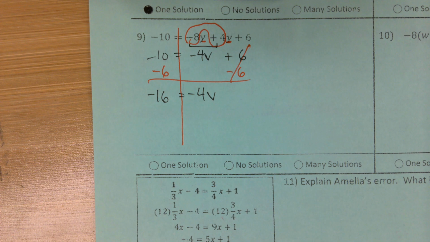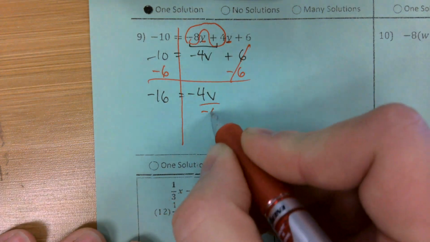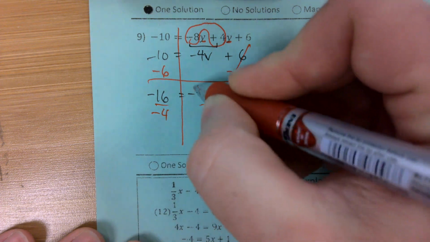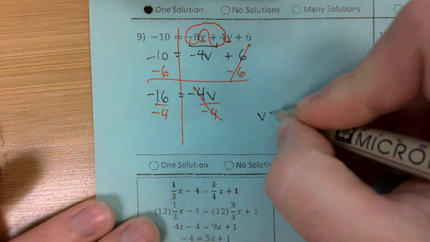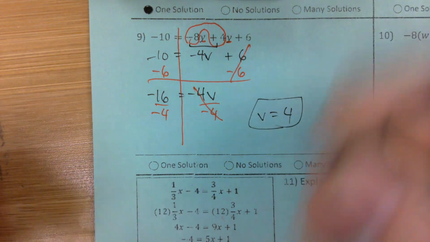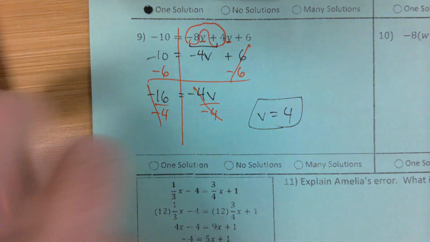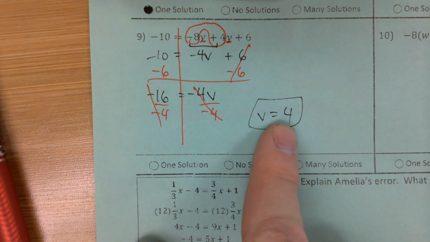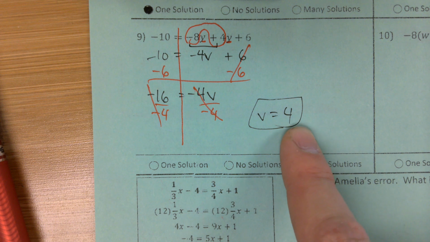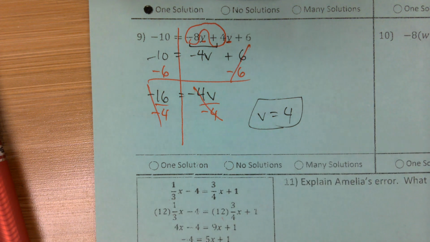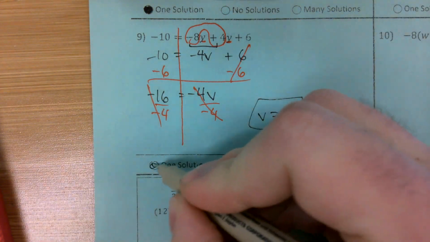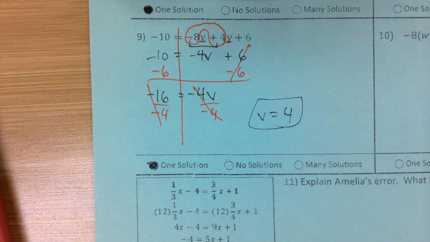Now we see, even though it's flipped around from what we normally see, we can see that we're going to divide both sides by negative 4 and get v is equal to 4. The negatives cancel out. 16 over 4 gives us 4. Is that one solution, many solutions, or no solutions? What do you guys think? One solution. Exactly. Thank you.